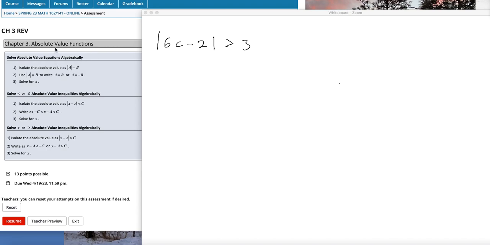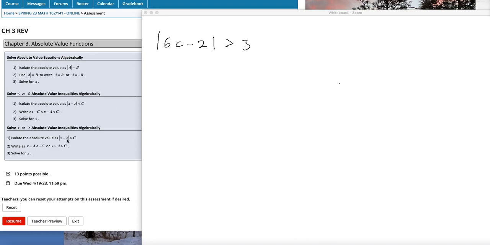Okay, so absolute value inequalities. People have lots of troubles getting these set up. There are two styles. There are greater thans, which is the one that we're doing here, and then there are less thans as well. These are the notes that come with the quiz and the exam, so you will have these for reference.